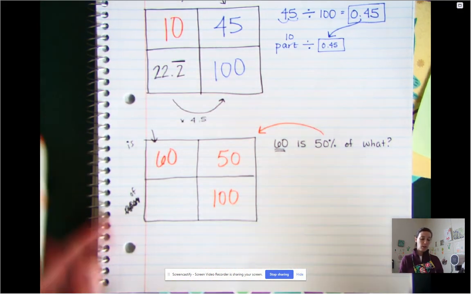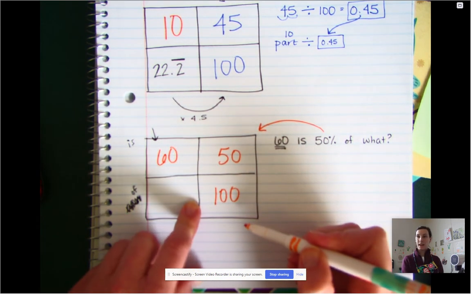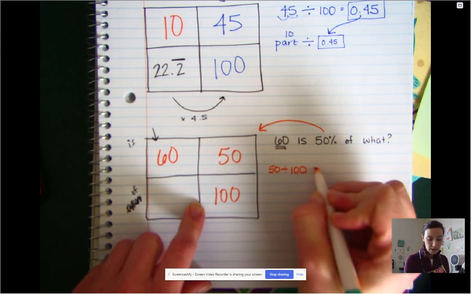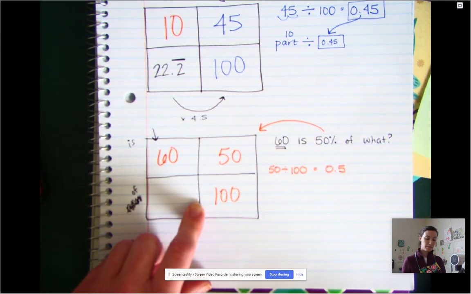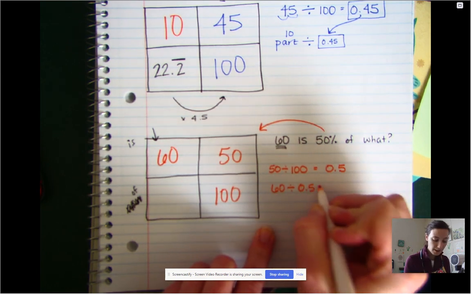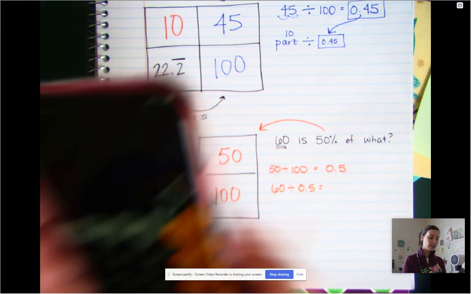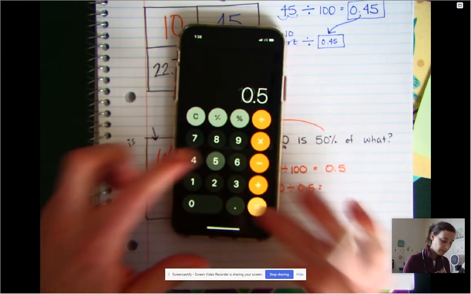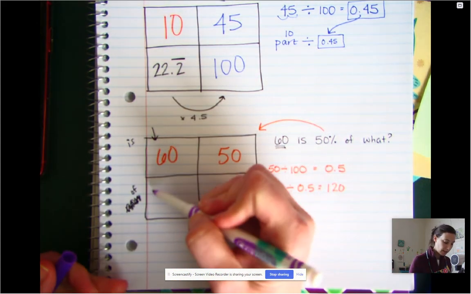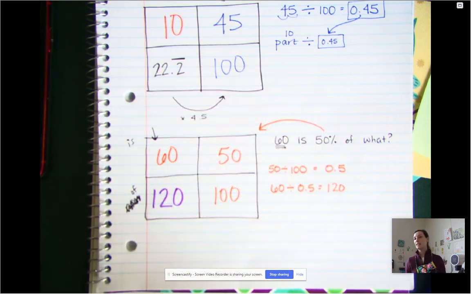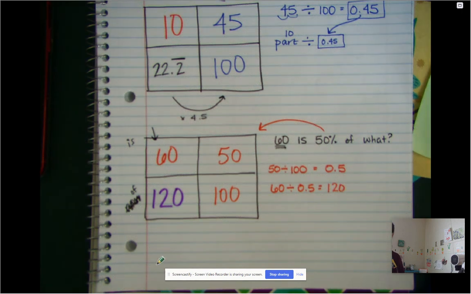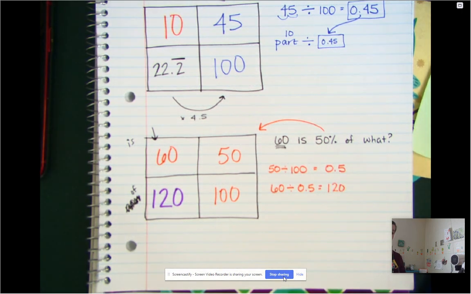All right, so I do 50 divided by 100. And I get 0.5. Then I do 60 divided by 0.5. And I get 120. And this makes sense, right? Because a lot of you probably already knew that 60 was half of 120. All right. I'm going to pause here, and then we'll pick this up.